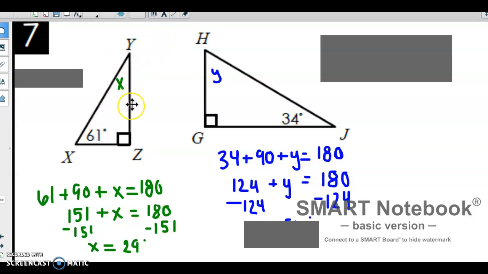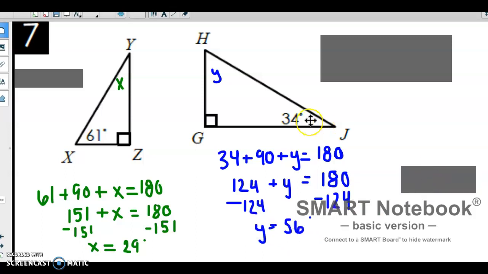So now we know X is 29 degrees. In order for the triangles to be similar, remember you need to have two pairs of congruent angles. So let's look at this. To solve for Y, we have 34 plus 90 plus Y equals 180. Then you're going to go through, do the math, solve the basic equation. So 34 plus 90 is 124. So we have 124 plus Y equals 180. To get Y by itself, you're going to subtract 124 from both sides. And when you do that, you get that Y is equal to 56.